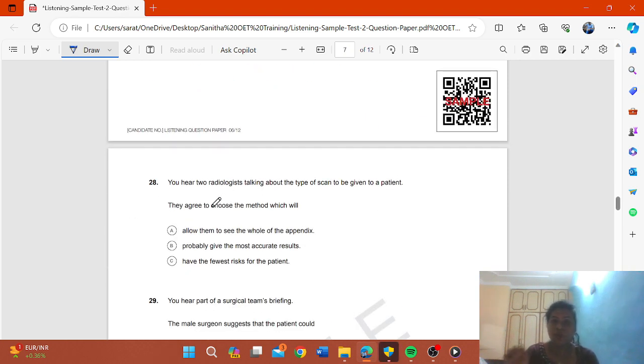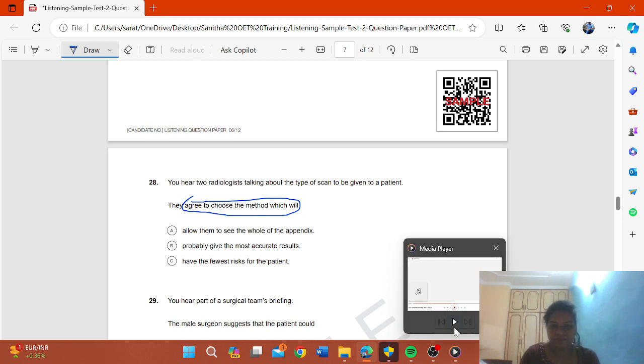Next question. You hear two radiologists talking about the type of scan to be given to a patient. The question is, the two people agree to choose the method which will work. That is what we have to find out. Listen to the audio.